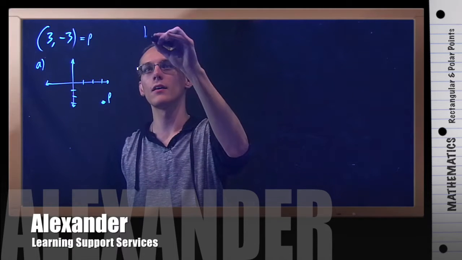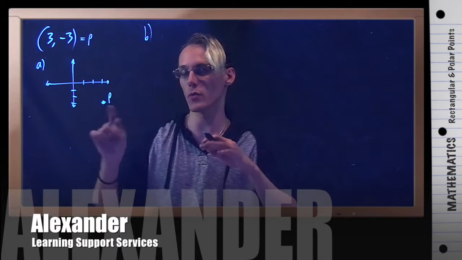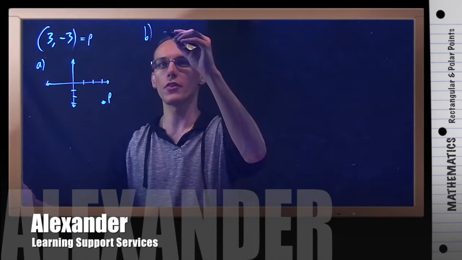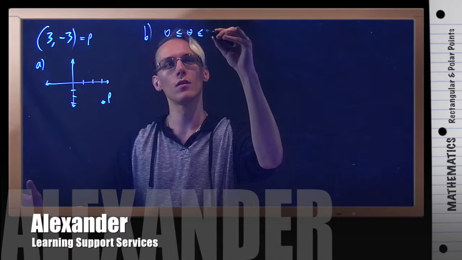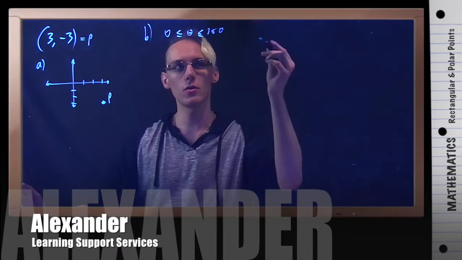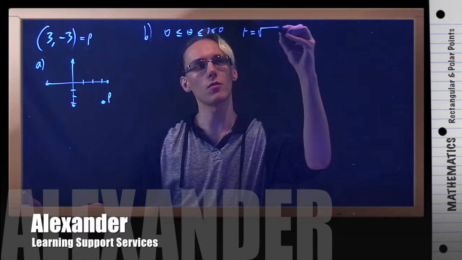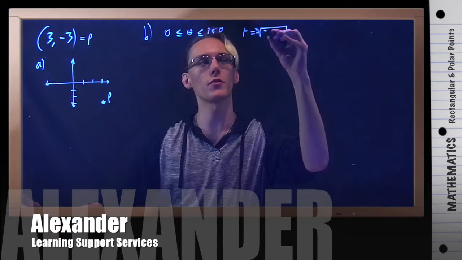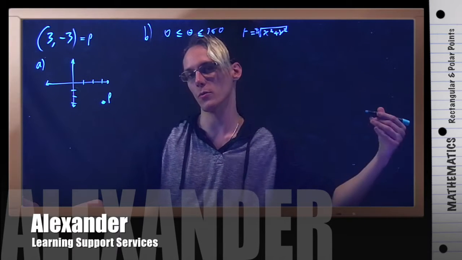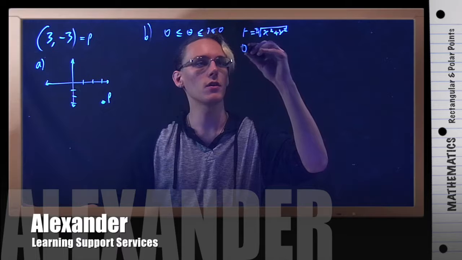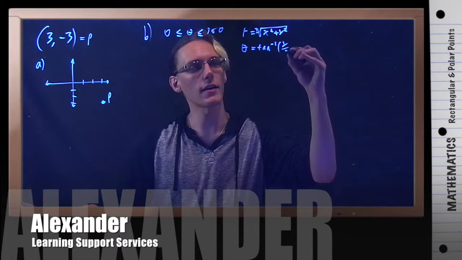Now part B, convert this to a polar coordinate, well, two polar coordinates actually, which both represent this point, for theta between 0 and 360. Well, what I'm going to use to do this is the fact that r is equal to plus or minus the square root of x squared plus y squared. In other words, r squared equals x squared plus y squared. And also that theta is equal to tangent inverse of y over x.